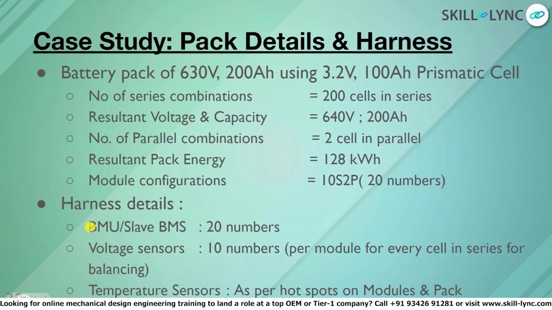The wiring harness would be BMUs, or the slave BMS required. Since we have 20 modules, I am assuming that this BMS has only 20 channels, so we need 20 numbers. If the BMU is capable of handling 40 channels, then this reduces to 10 BMUs. If the BMU is capable of handling 60 channels, then it becomes even fewer. Like that, we can sort out how many BMUs are required for the whole pack.